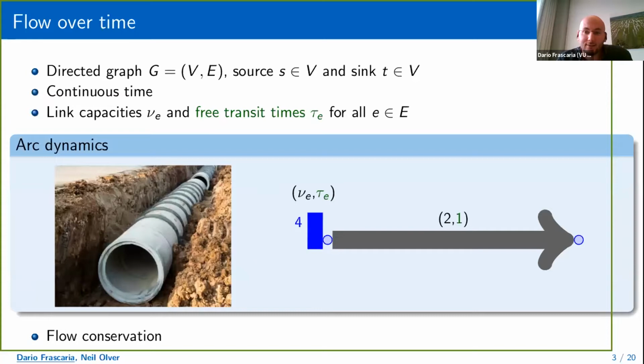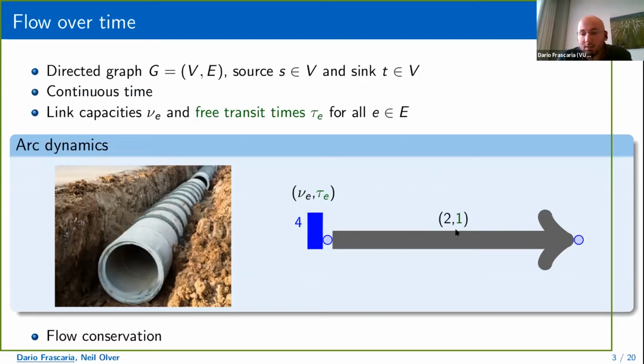In a flow over time setting, we are given a directed graph G, a source S, and a sink. This setting is continuous. To each arc are associated two constants, a capacity and a free transit time. The capacity indicates how much flow can enter an arc per instant, and the free transit time indicates how long it takes for a particle to cross the entire arc once inside. You can think of an arc like a pipe, where the capacity is the width and the free transit time is the length.